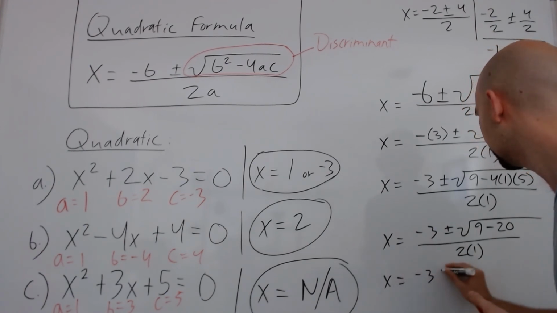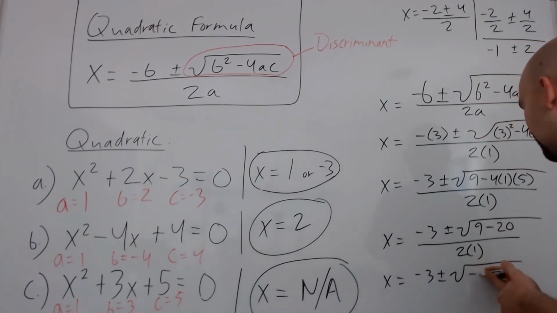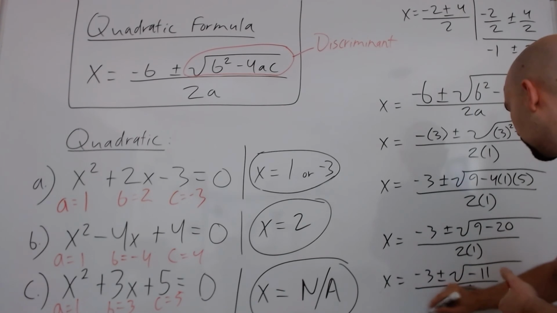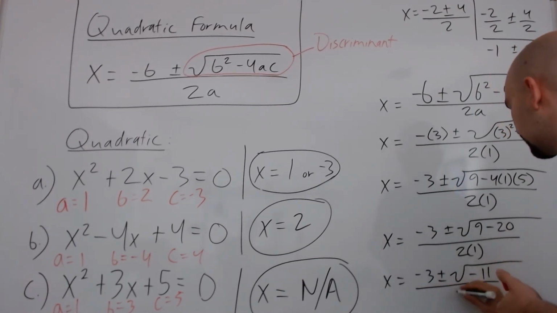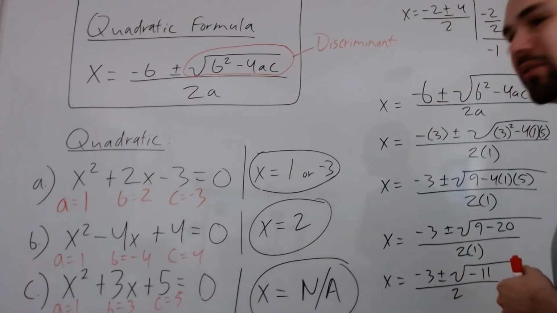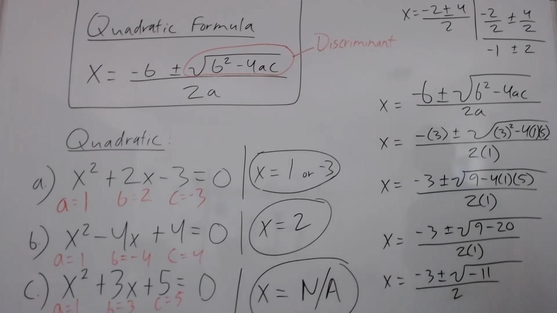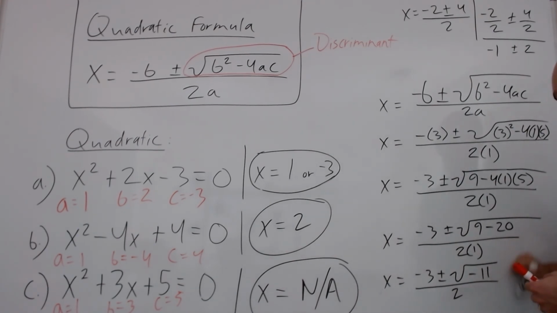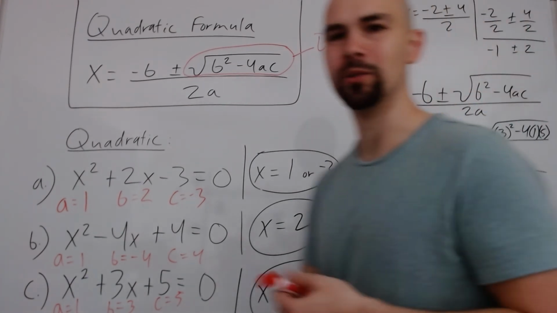X equals negative 3 plus or minus the square root of 9 minus 20 is negative 11 all over 2 times 1. I'm just going to go ahead and say 2 right now. All right, so we got a problem right now. Because this is going to break down to x equals, and if I wanted to separate these into 2 fractions being added or subtracted, then this whole thing will become x equals negative 3 halves plus or minus the square root of negative 11 over 2, which you can't really see me writing on the board, but you heard me.